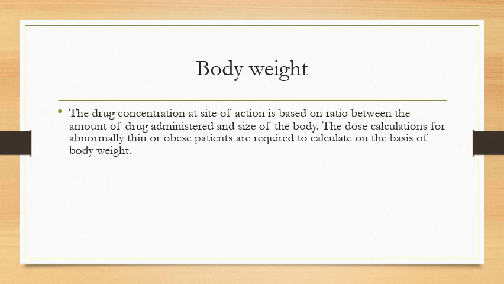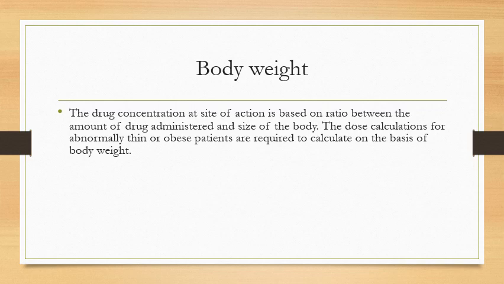As discussed in the previous slide, weight also matters and it is one of the factors that affect dose and action of the drug. Basically, drug concentration at the site of action is based on the ratio between the amount of drug administered and the size of the body. So, the dose calculations for abnormally thin or obese patients are required to be calculated on the basis of the body weight.